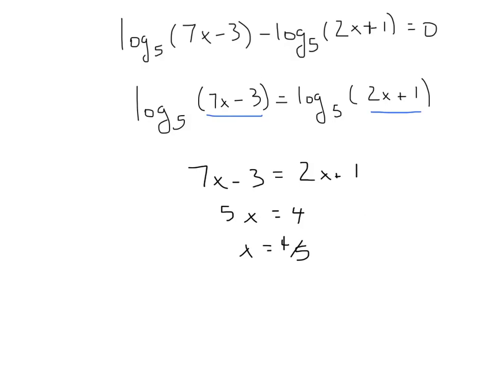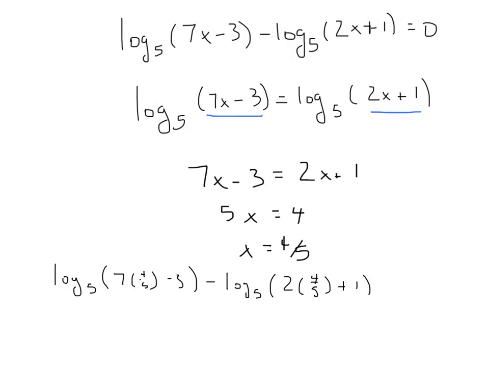Checking here is a little bit more difficult. We'll go back to the original equation. We'll get log base 5 of 7 times 4/5 minus 3 minus log base 5 of 2 times 4/5 plus 1. And what we're going to end up with when we deal with our fractions in here is log base 5 of 13/5 minus log base 5 of 13/5, which very fortunately is equal to 0. So that all worked out pretty well for us.